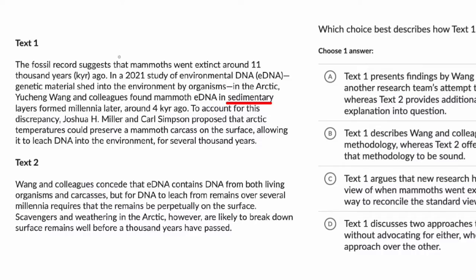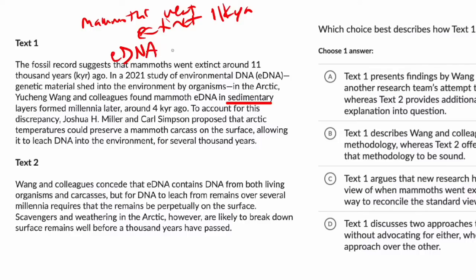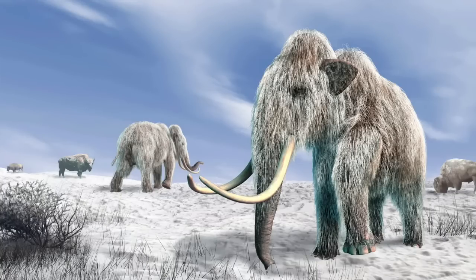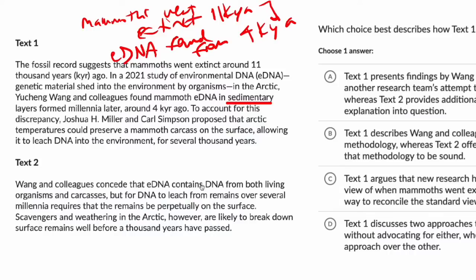But as we get back to the actual passage and what it's trying to say, there's a discrepancy. What is the discrepancy? The discrepancy between when mammoths went extinct, 11,000 years ago, but eDNA was found dating back to 4,000 years ago. So that's the discrepancy, the difference, the 7,000 year difference between when mammoths were thought to have gone extinct and when this environmental DNA could be traced back to. So let's look at the second passage.